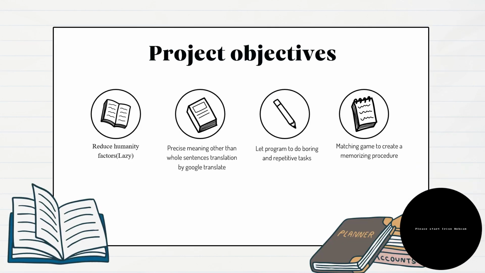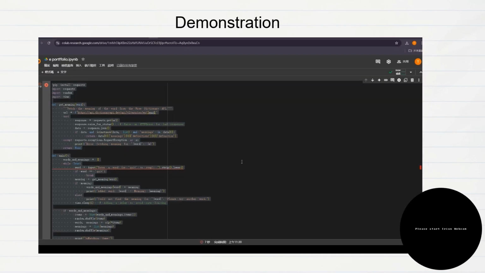Here's what my project is fighting for: to reduce the human factors in checking the dictionary, and to use a program to provide the opportunity to have a memorizing game. In the following section, I will explain how to use this program to reach the goals. Vary the amount of vocabulary.